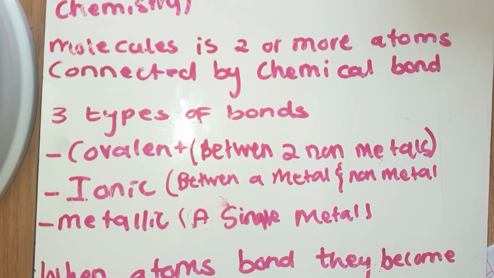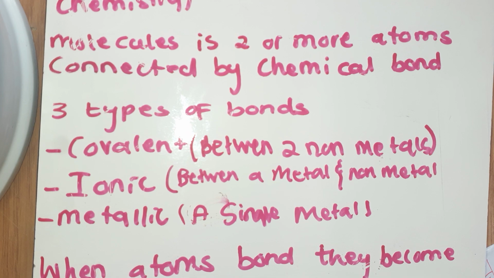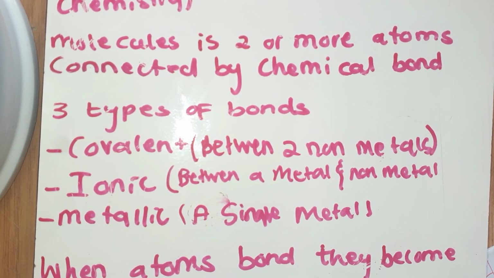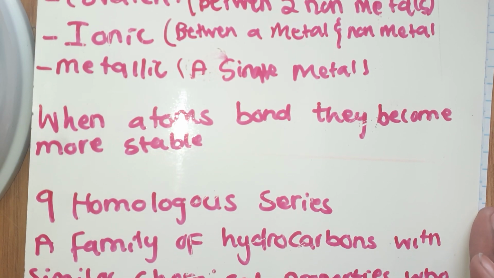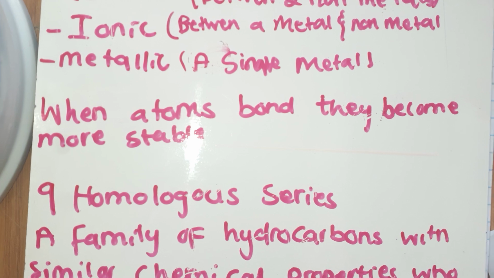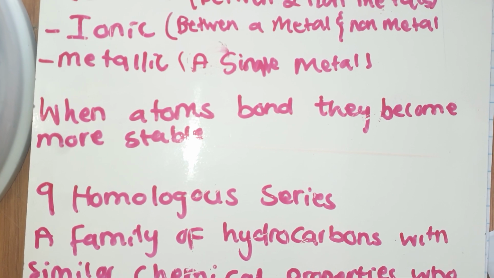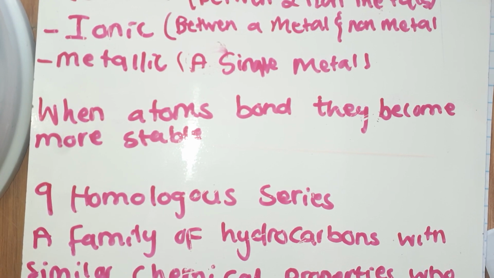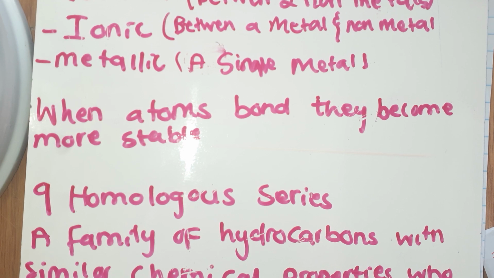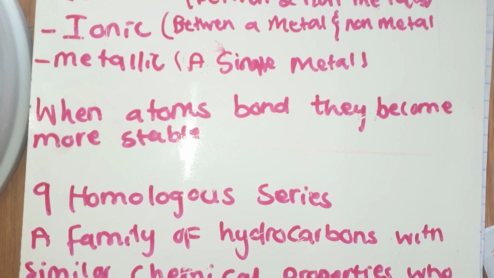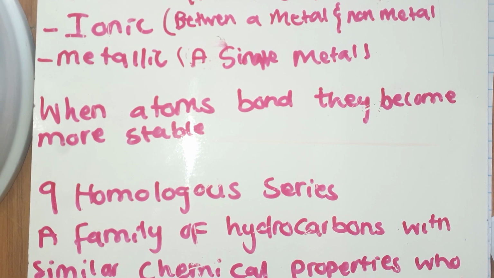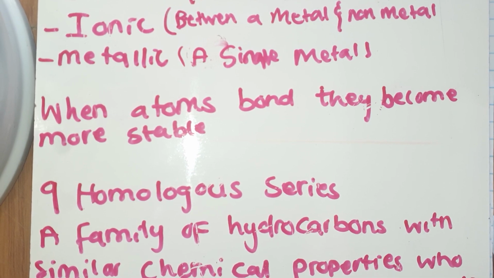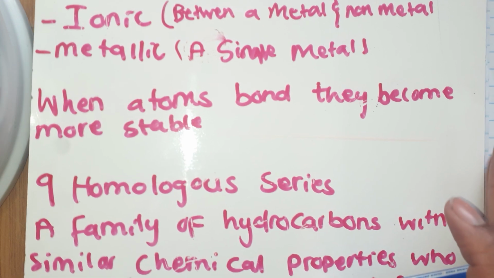Yes, so we've learned about the 3 types of bonds, and in this chapter, we are gonna be specifically dealing with covalent bonds. And when atoms bond together, they become more stable. So when you combine sodium and magnesium and maybe throw in some potassium, they become more stable. Or when you combine sulfur and chlorine, they both become more stable when they have bonded together.